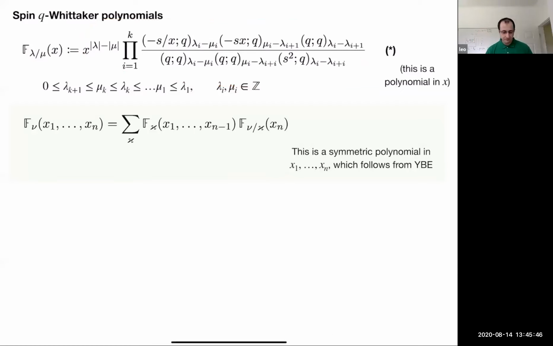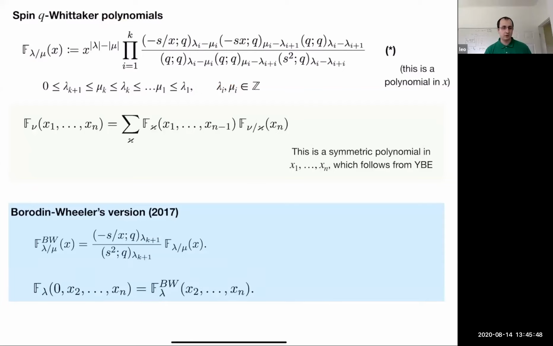All right. So I'm going to comment on this discrepancy between the spin-Q-Whittaker functions I'm talking about and the original spin-Q-Whittaker polynomials introduced by Borodin and Wheeler in 2017. So there is a simple relation. The Borodin-Wheeler version is related by a simple factor, depending on x, to our functions.